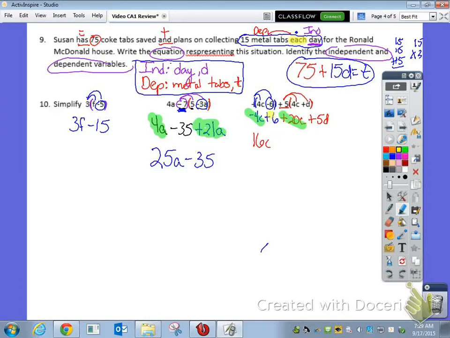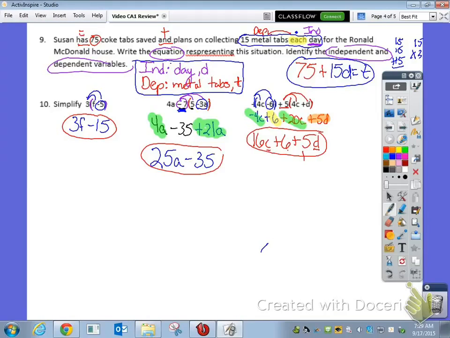Well, this does not have a variable, but 5d does, so I'm just going to bring down the 6. And in 5d, it has a d, and nothing else has a d, so I just bring it down. Now you can double check. This is a c, this doesn't have a variable, and this is a d. They're all different, so that's where I stop. That's my final answer. So those are how you simplify when you see parentheses in the problem.